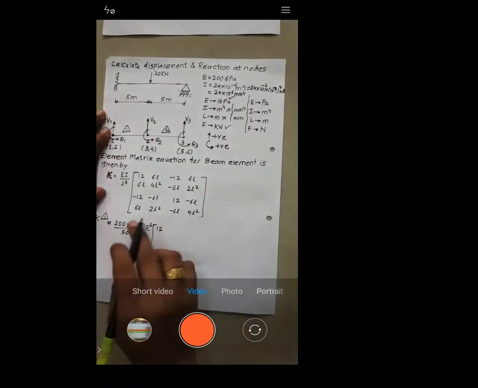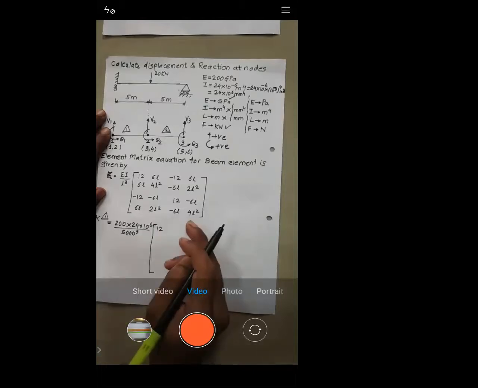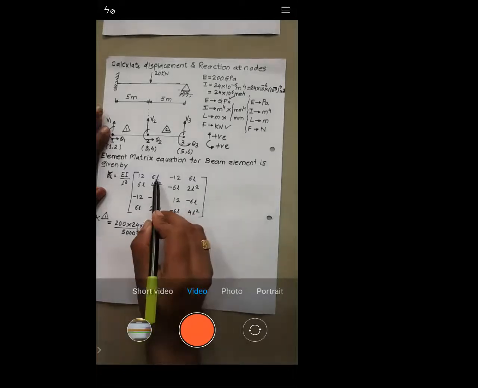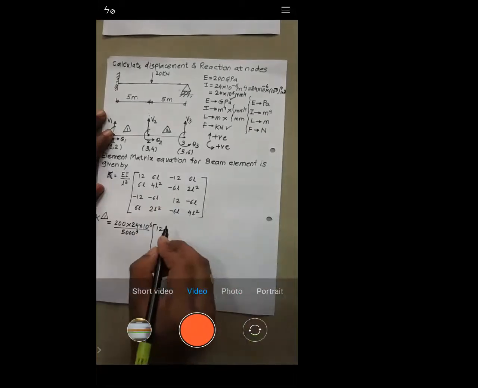Now length is what? Length is 5,000. Is it okay or not? Let me know, is it okay or not? Yes, sir. 6 into L. L is 5,000. So 5,000 into 6, sorry, 5,000 into 6 is 30,000. 30,000.